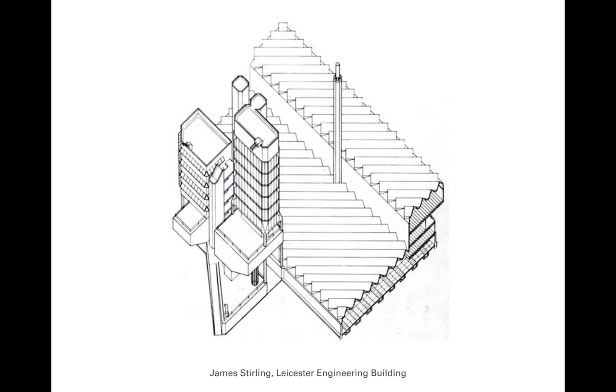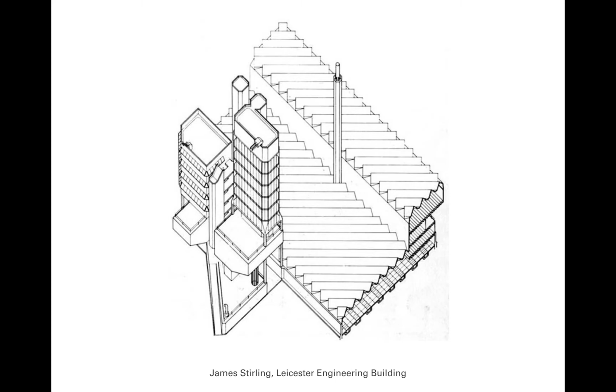Stirling's Leicester Engineering Building, an example of what you could call a kind of cross-grain, diagonal grain logic. In other words, a primary figure which is then subdivided on a 45-degree cross-grain grid.